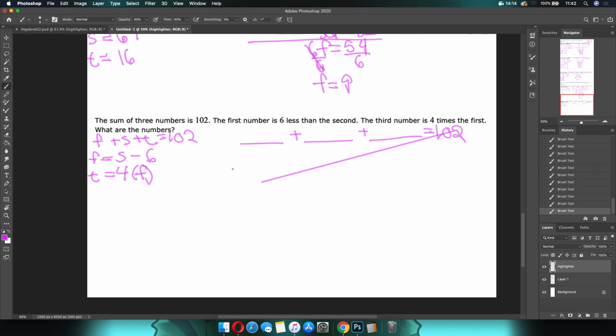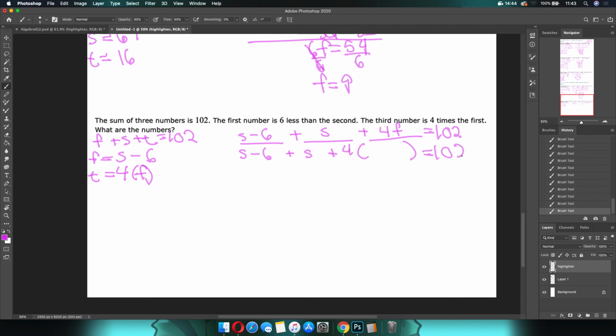From there, is there an f equals somewhere? Yes, it is going to be s minus 6. All right, so far so good. Is there an s equals? Nope, so that stays where it is. Is there a t? Yes, t is going to be 4f. All right, so we got to go through this again. s minus 6 plus s plus 4 something equals 102.